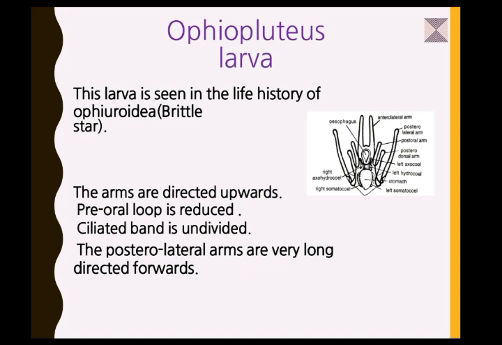The arms are directed upwards, towards the upside. So that is a typical form of the Pluteus larva in the echino also. The pre-oral loop is reduced. If you take the ciliated loop, it is reduced in size. The ciliated band is undivided, that means there is a complete ciliated band which is present over here.